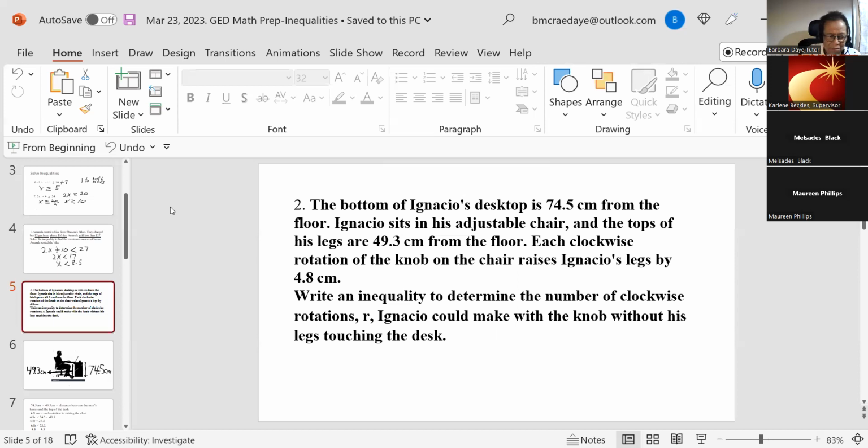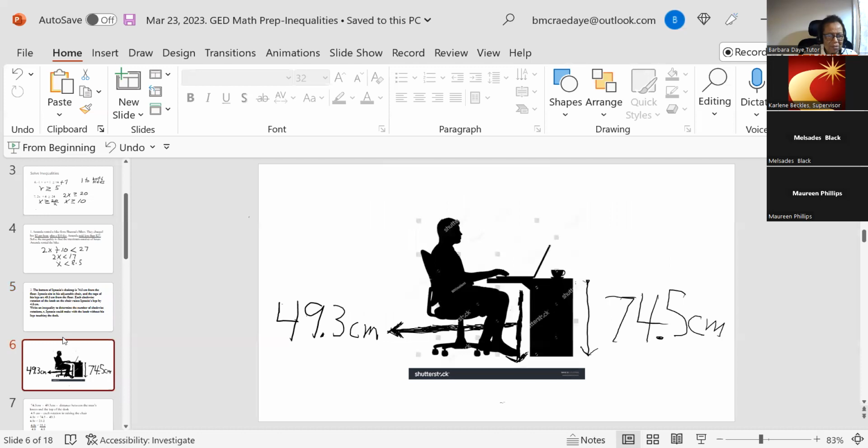Now, I have a diagram here that will help you understand this. Here's the diagram. The distance from the top of the desk to the floor is 74.5. The distance of his knees to the floor is 49.3. Now, when you rotate the chair knob, it's going up by a certain number of centimeters, right? So based on that, what can you say here? Anything?